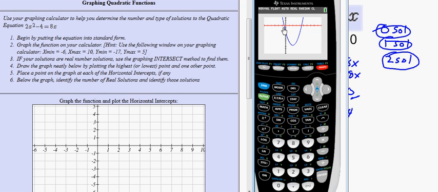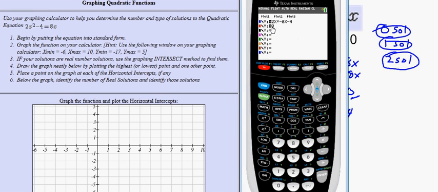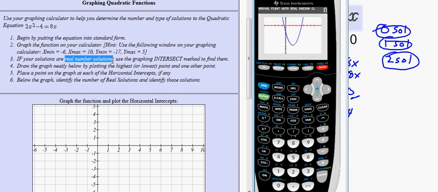But you just have to have a little faith, since you have y equals 0 sitting in there, that your calculator did indeed graph this. So it crosses the x-axis twice. That means that both are real number solutions. The only other choice would be if they are what are called complex solutions, and that would mean that the parabola wouldn't cross there at all.